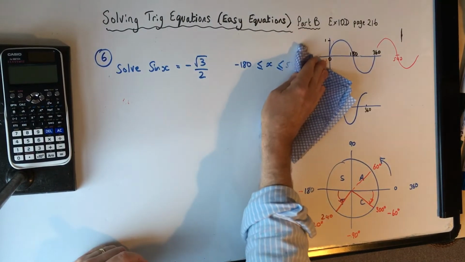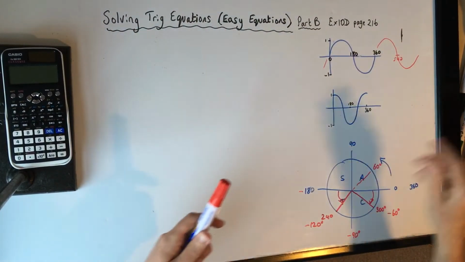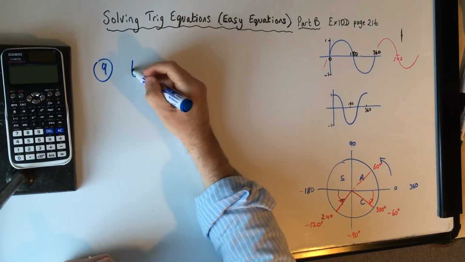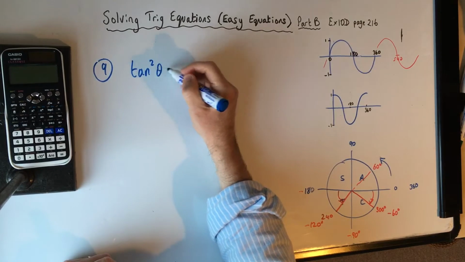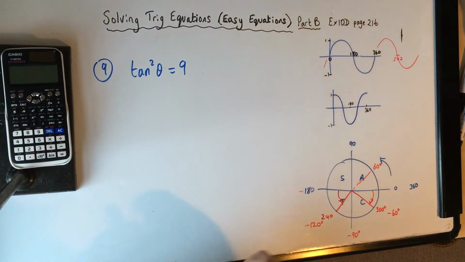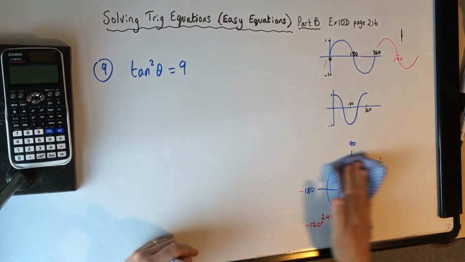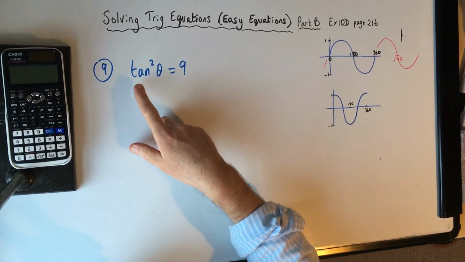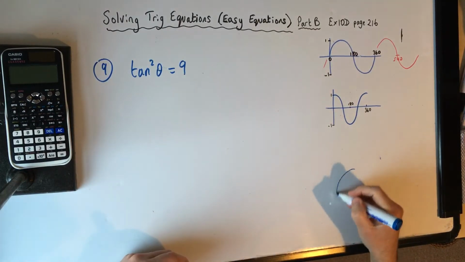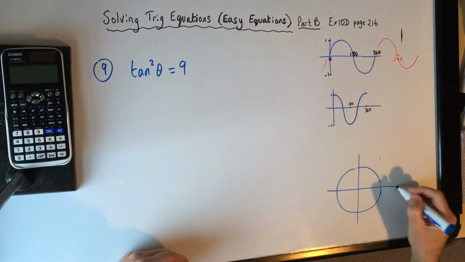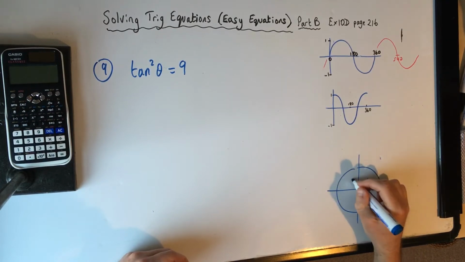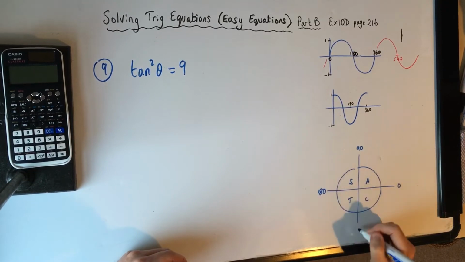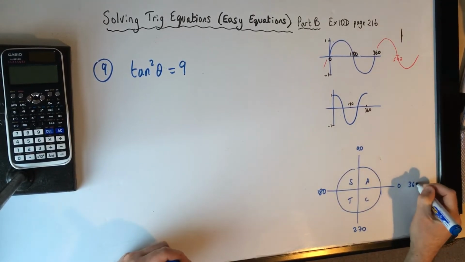If we look at another one, this is an important one, 9, and it says tan squared theta is equal to 9. It's important because you're going to come across sine squared theta or cos squared theta or tan squared theta in a lot of equations, and you need to know how to deal with them. I'm going to show you now. So 0, 90, 180, 270 and 360.